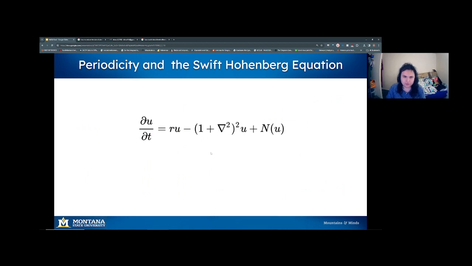So, periodicity in the Swift-Hohenberg equation. The Swift-Hohenberg equation, like I mentioned before, is very well known, and it has homoclinic snaking, and that's why there's more relation to the snaking that we've observed here, and that's really good.